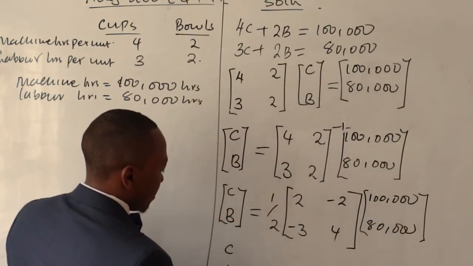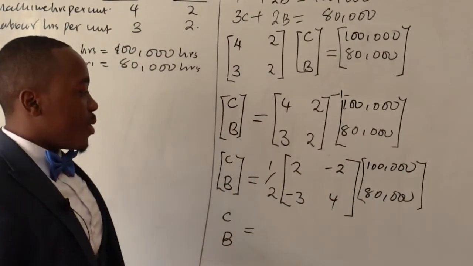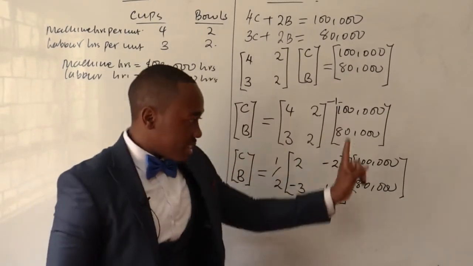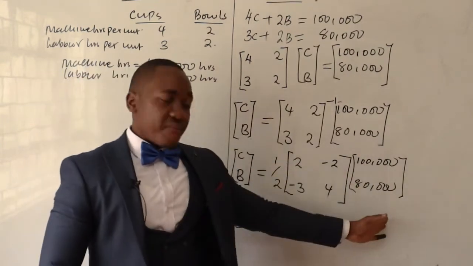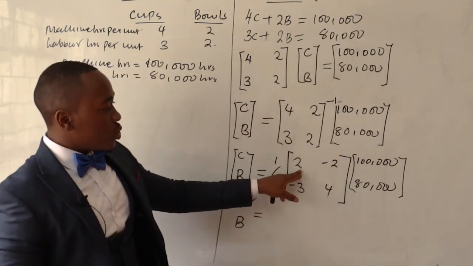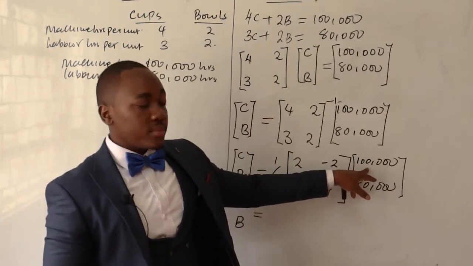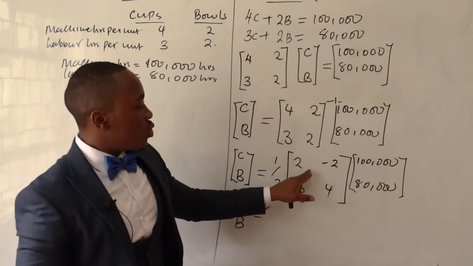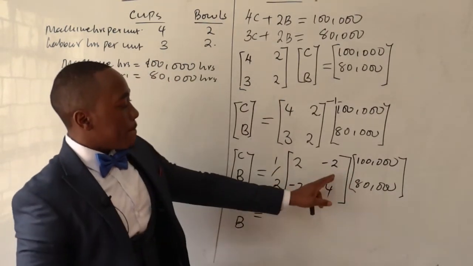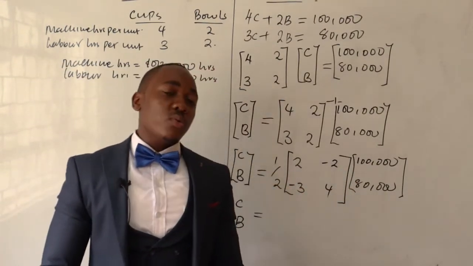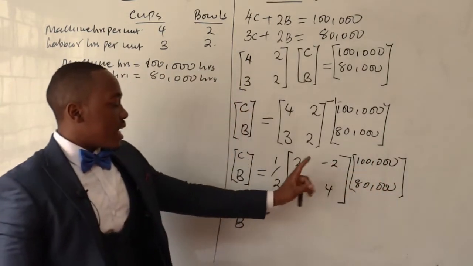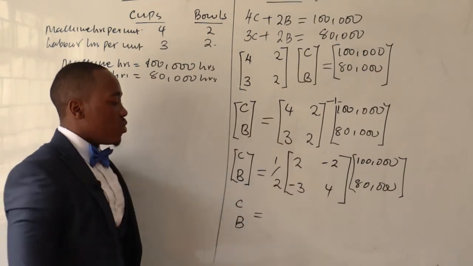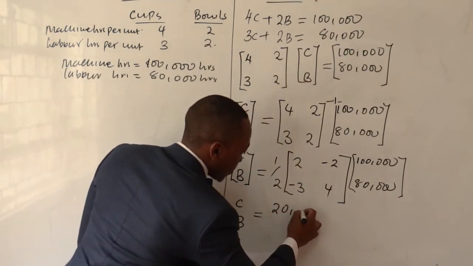So that means our CB will be, how do we get that? Use the rules of multiplication, first row, first column. You take 2 times 100,000 plus negative 2 times 80,000. So 2 times 100,000 is 200,000, minus 160,000, that gives 40,000. You multiply 40,000 by a half, and you get 20,000.